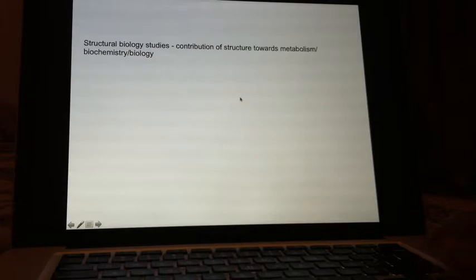So the obvious question is, why do we need to know structural biology? Because the information that we get from structural biology contributes to our understanding of the molecule towards the metabolism, biochemistry, and biology that's happening inside the cell.